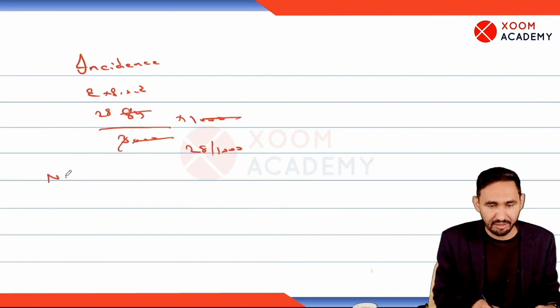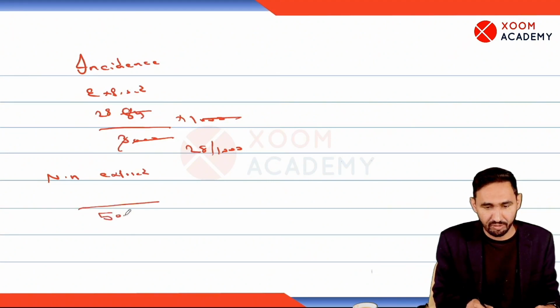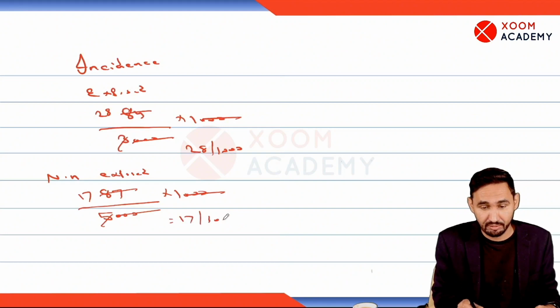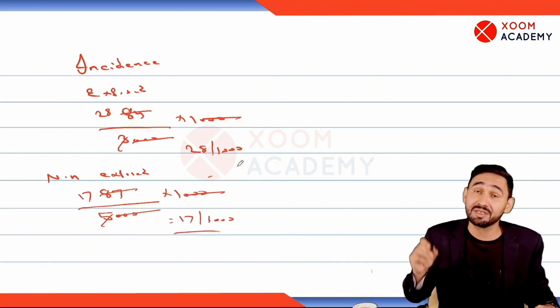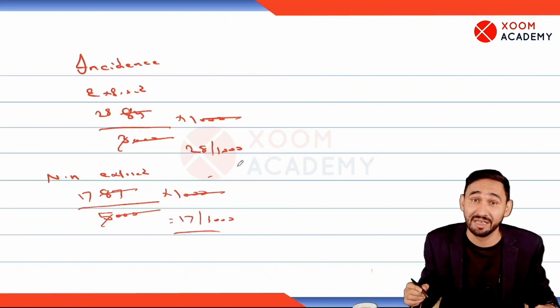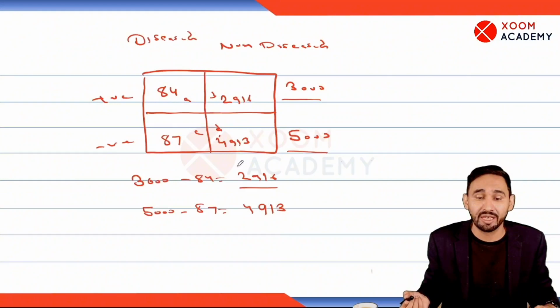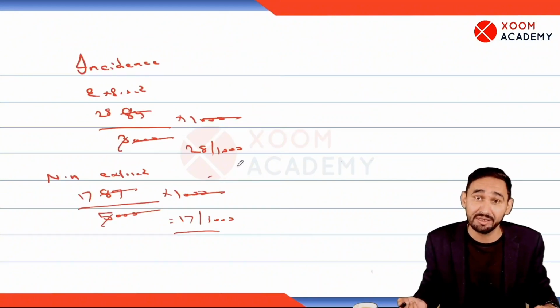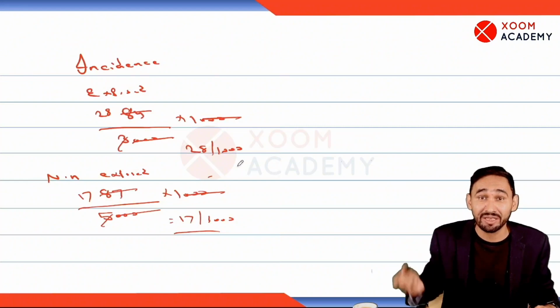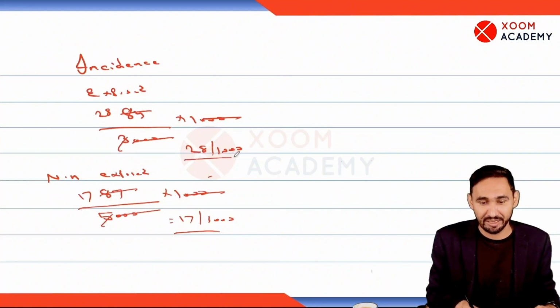What is the incidence among non-exposed? 5,000 people were non-exposed and 87 developed the disease. We will calculate it. Roughly it is 17 per 1,000. So the incidence among exposed is greater than the incidence among non-exposed. So we can say that there is an association. We can say that in our scenario, there is an association of smoking and coronary heart disease. Smoking can lead to heart disease. So we can get a clue.